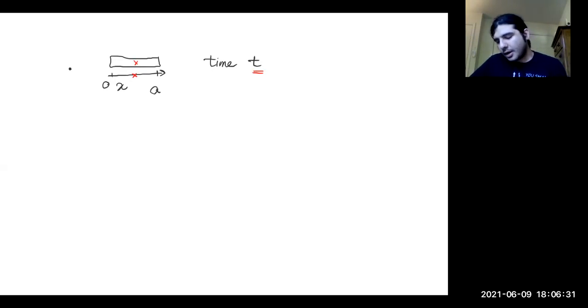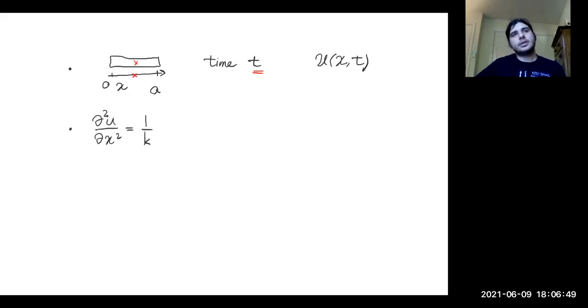If we show this quantity with u, which is a function of x and t, we are interested in finding solutions to this equation. The second derivative of u with respect to x equals a constant, which, well, the convention of the book is to use 1 over k, times the derivative of u with respect to t. This is the equation. We had some conditions, which are called the boundary value conditions.